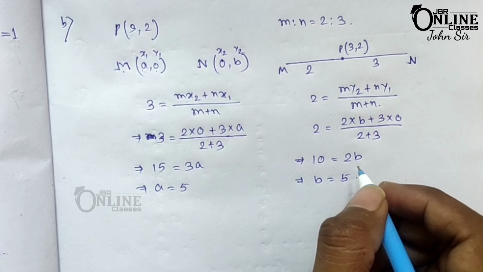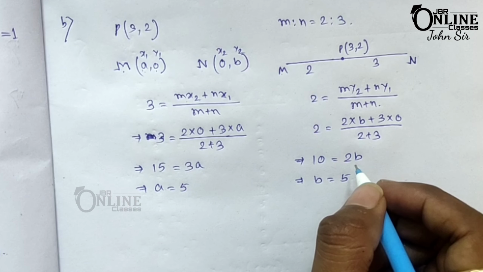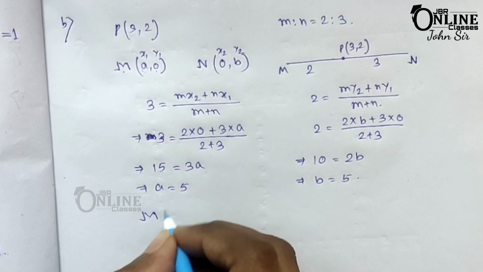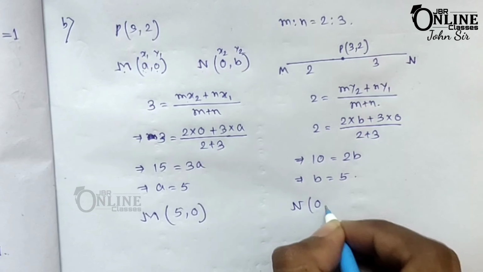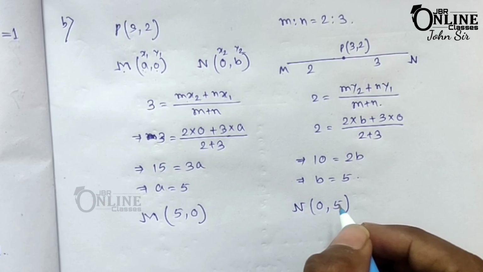So here the first question, the coordinates of m and n. So here the coordinates of m equal to 5 comma 0 and coordinates of n equal to 0 comma 5. That is the first answer.